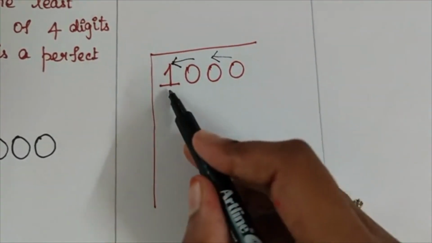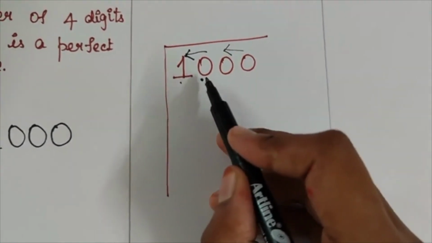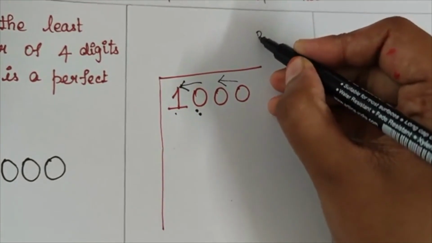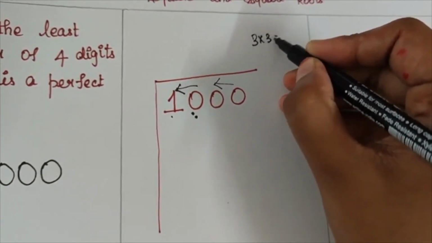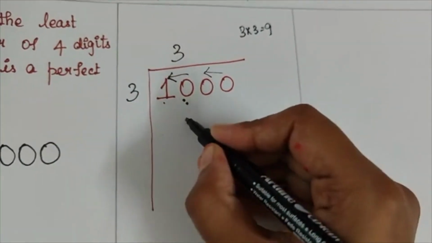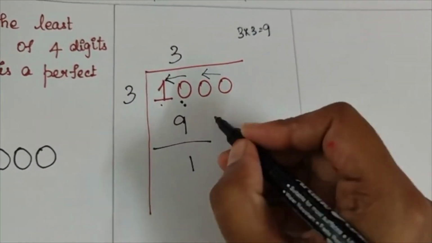So pairing, the first 2 digits are 10. 10 is not a perfect square. What is the nearest smaller perfect square than 10? So we get 3 threes are 9. So let me write 3 here. Here 3. The answer is 9. Remainder 1.